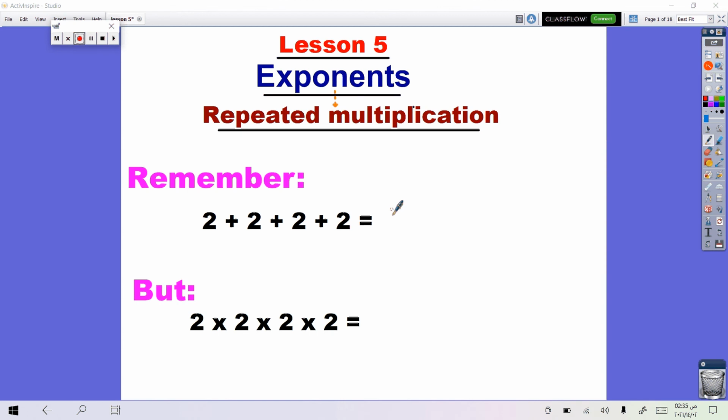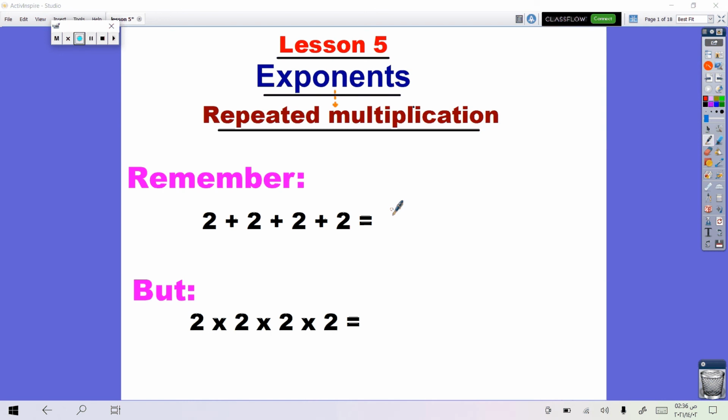Good morning, Primary 6. Today we have the first part in Lesson 5, which is exponents or repeated multiplication. In exponents, we have a number and this number is multiplied by itself a certain number of times. So we can say that exponents is repeated multiplication.